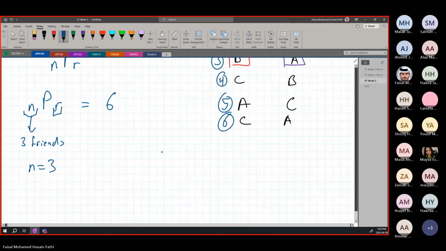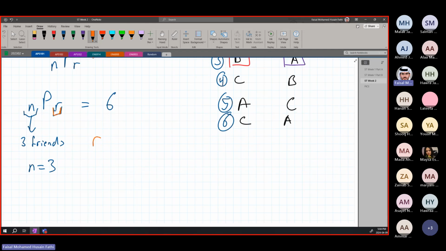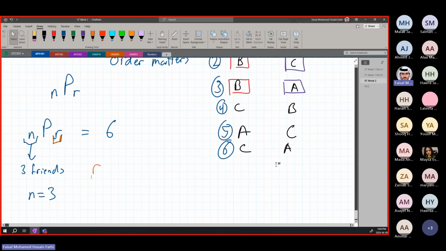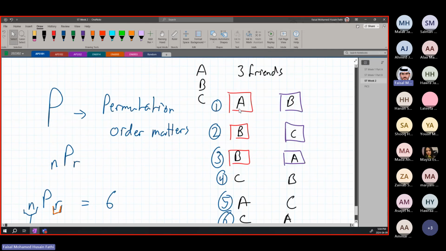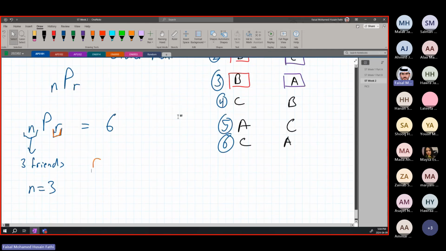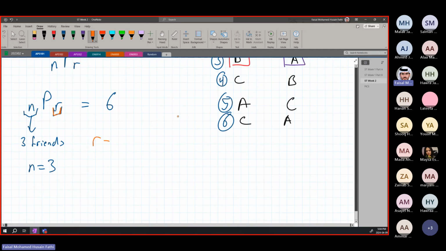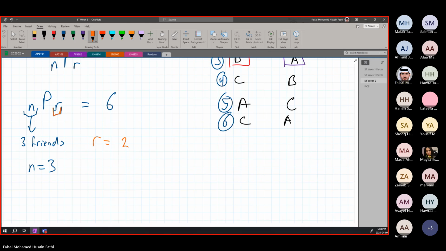All right. For R, this R is how many available options you have, or how many choices you have to fill or select, or the candidates, or whatever it is. So in this case, what is the options we have? We have 2 tables. So in this case, R is equal to 2. All right. So N is equal to 3 and R is equal to 2, which is 2 tables or 2 chairs that are available.